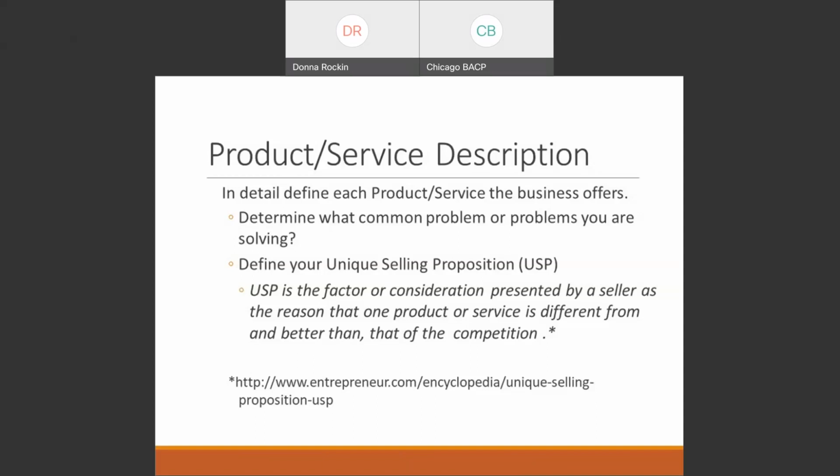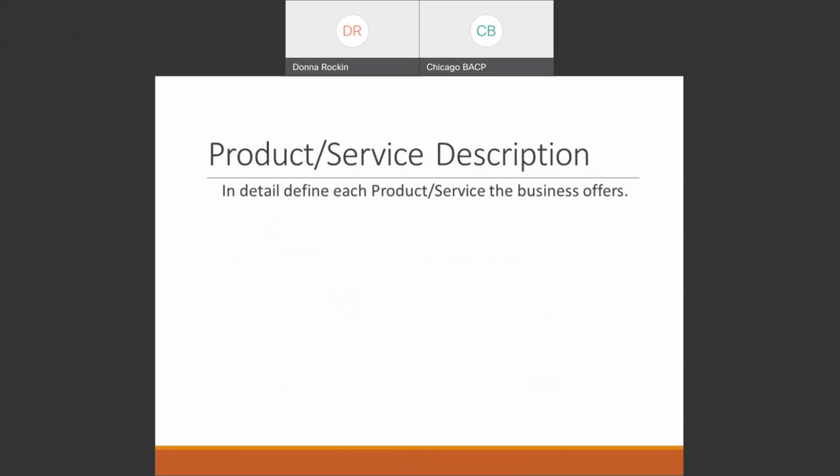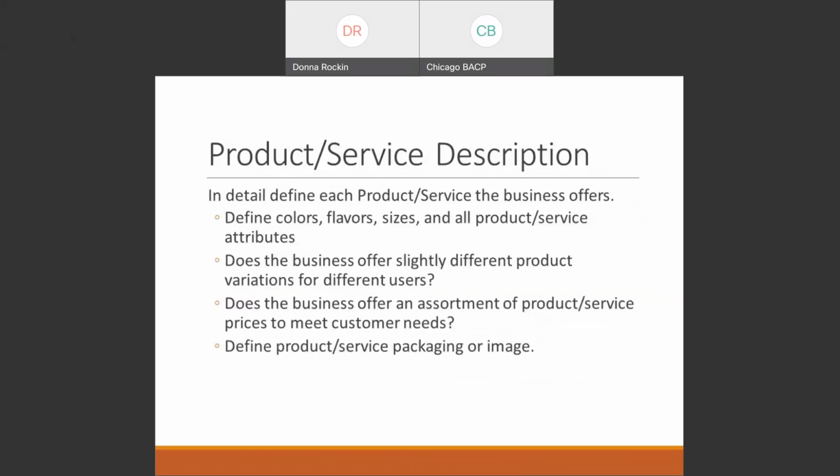I'm not taking anything away from the city, but sometimes there's no street parking. So you have to think of what's your unique selling proposition. What makes your product or service distinctly different from everybody else's? Now, define in detail every product that the company offers. Each product is called a stock keeping unit. So every different color, every different flavor, every different size, and all of the product attributes make a unique stock keeping unit.